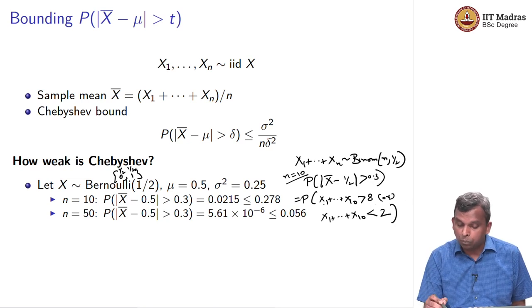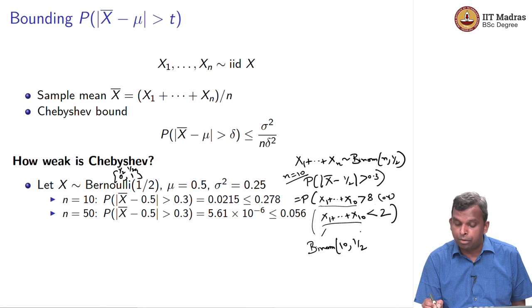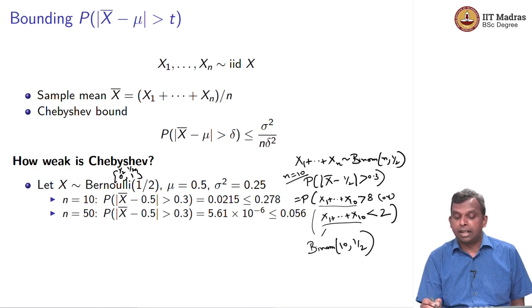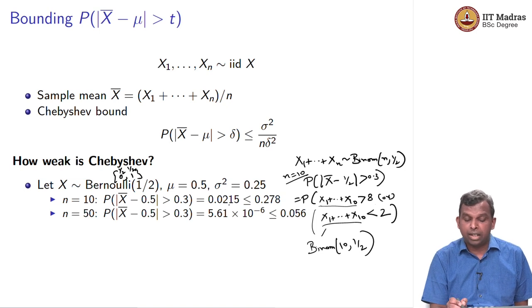This should be correct. So this is the probability that a binomial(10, 0.5), right, these two are binomial(10, 0.5), and what's the probability that it's either greater than 8 or less than 2. So I can do an exact computation, and that's what I've done here to get 0.0215, okay.